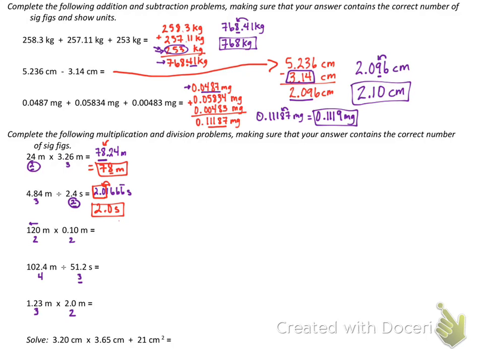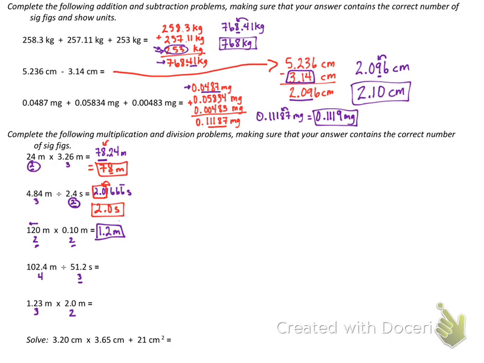All right, my next problem, I have 120 times 0.1, and my answer is 1.2 meters. Well, I need to stick with 2 significant figures in this case, and my answer is already at 2 significant figures, so I'm good.